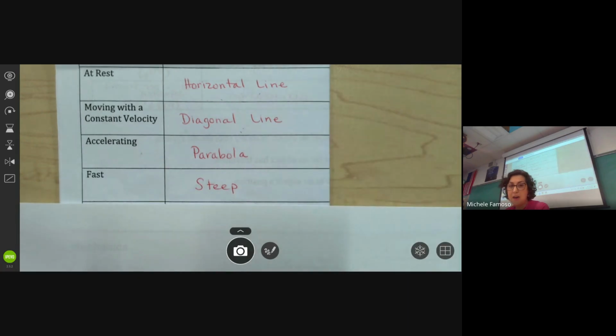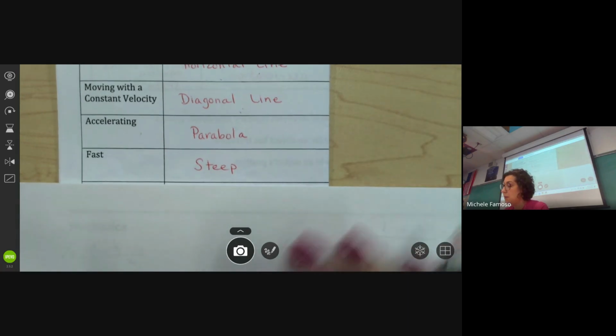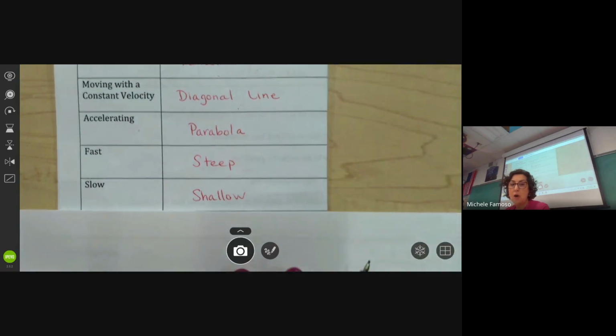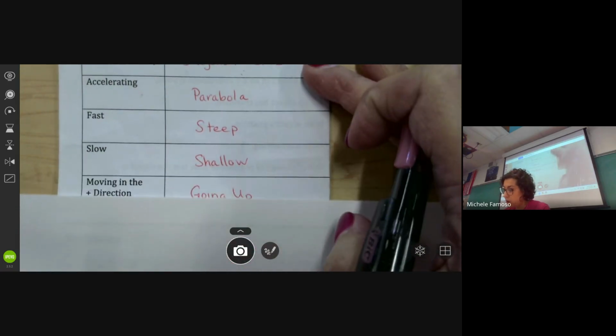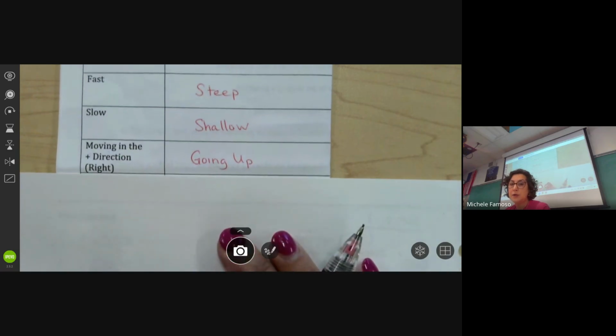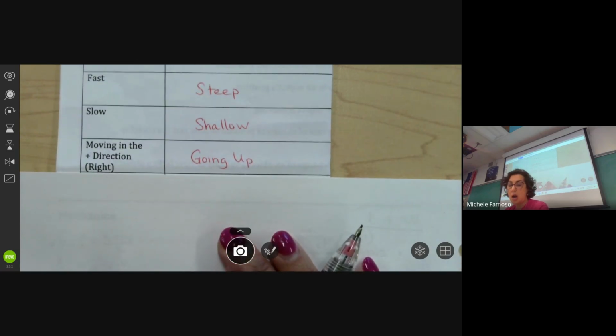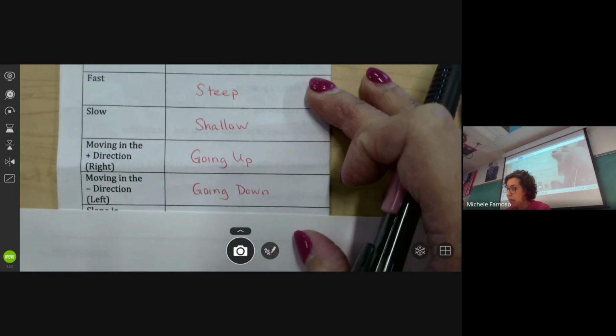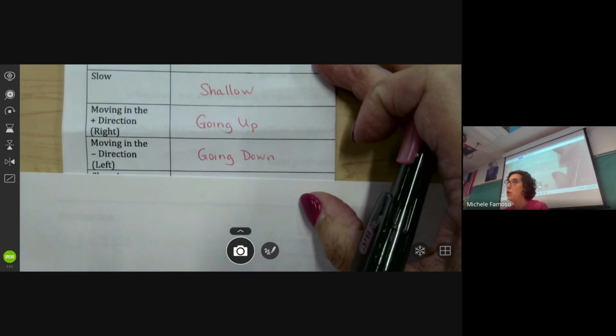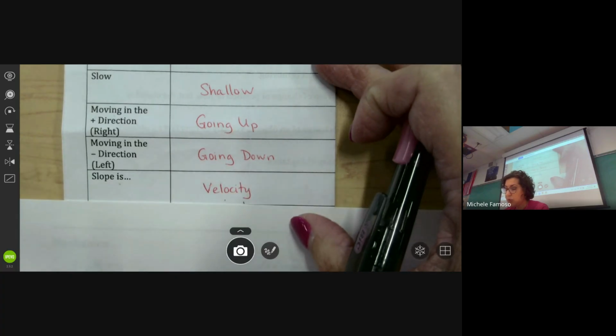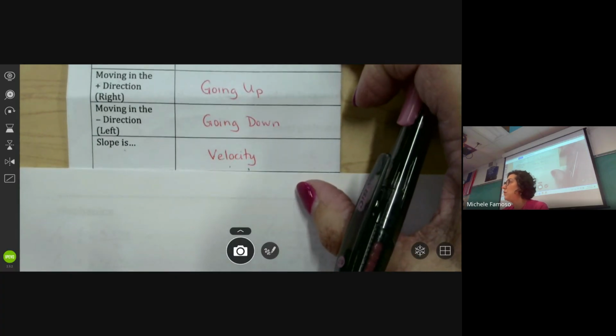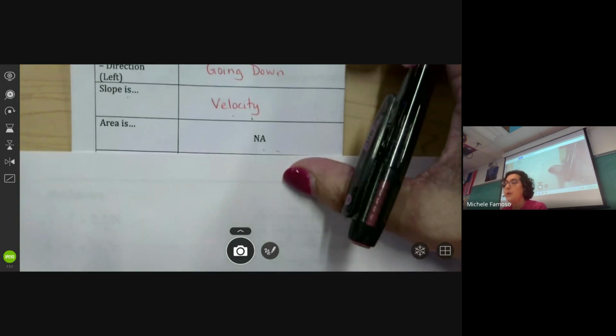If you are moving fast, the graph is pretty steep. If you are moving slow, the graph is fairly shallow. If you are moving in the positive direction, the graph will go up. If you are moving in the negative direction, the graph will go down. The slope is always representative of the velocity of the object. The area will never be asked for. I'm never going to ask you for the slope or the area.